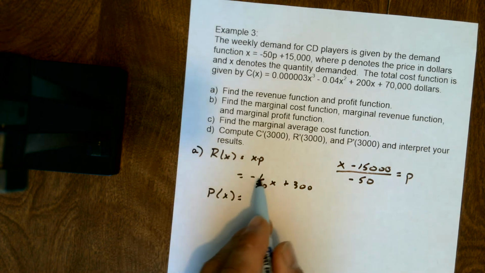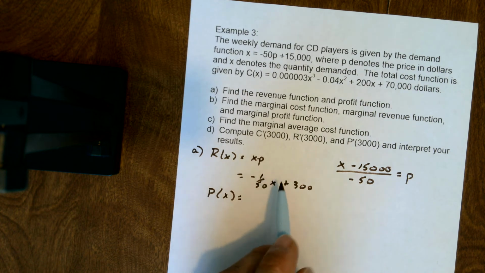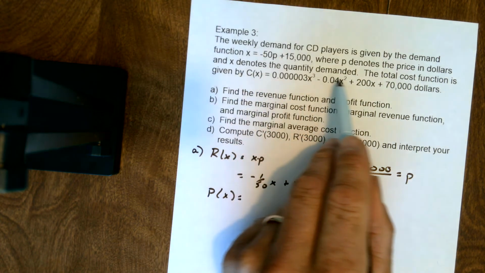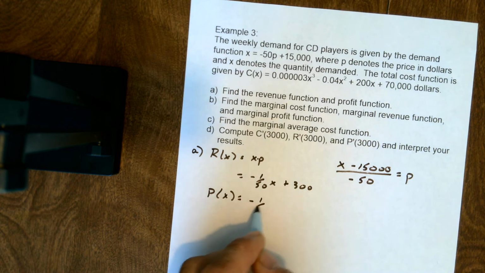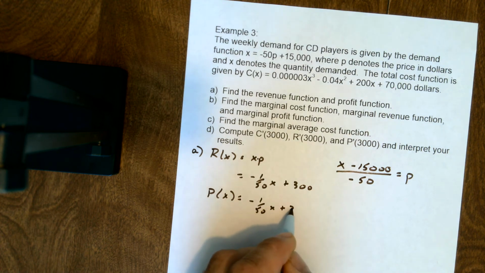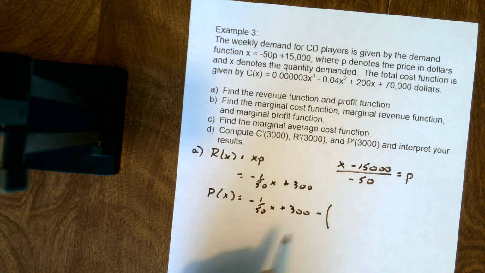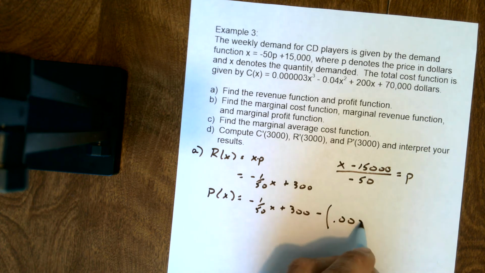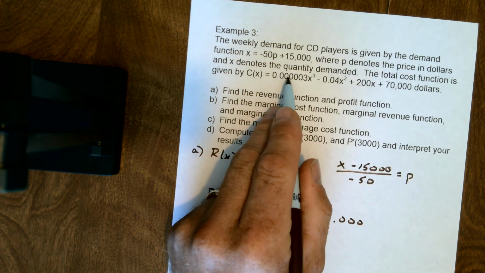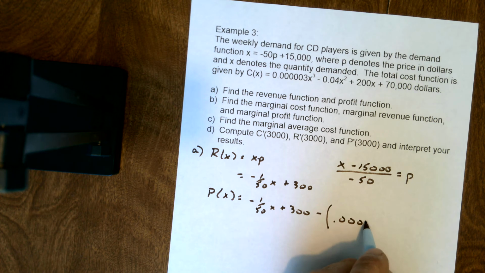Our profit function is taking our revenue function and subtracting off our cost function. So we have negative 1/50th x plus 300 minus that cost function. We have what, 5 zeros? Yep, 5 zeros. Who made these problems up?